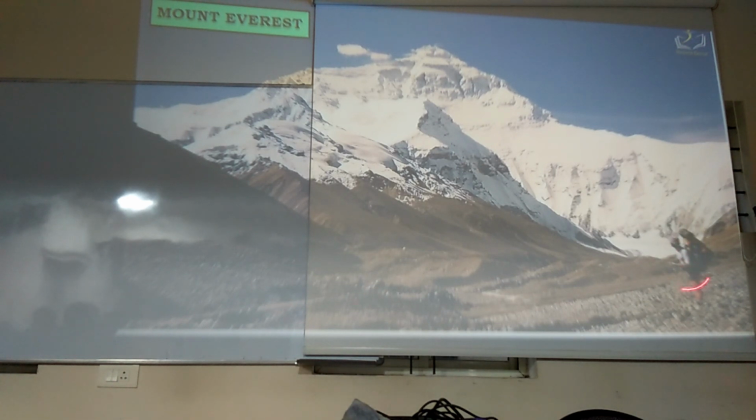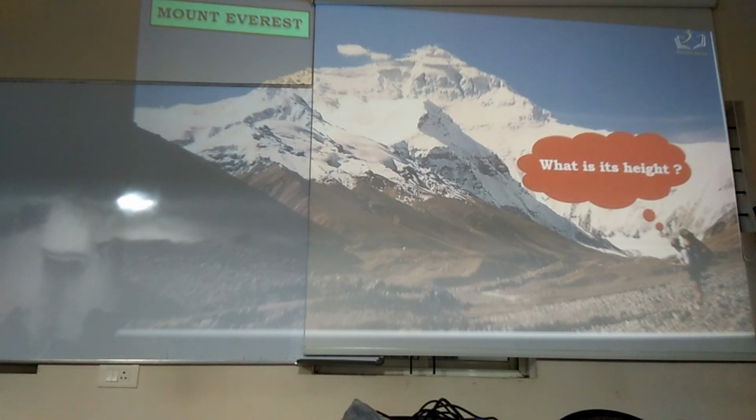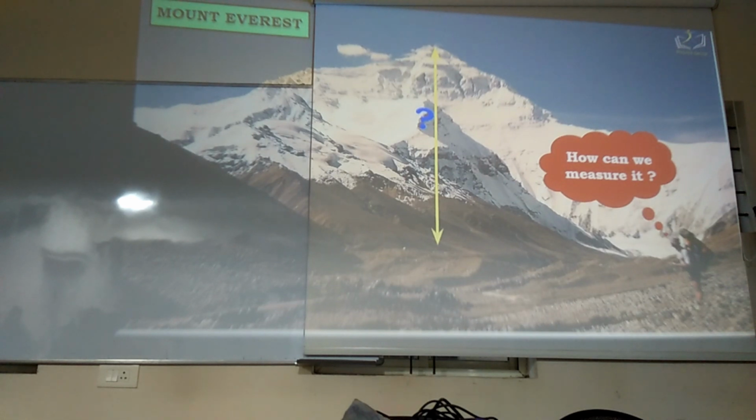Can you see? Okay, this person, boy or girl, is looking at Mount Everest and thinking, what's the height of Mount Everest? This is called the height of Mount Everest. No, that is the peak, and this is the bottom. This is the height of Mount Everest. Is it possible to measure? Or how can we measure?